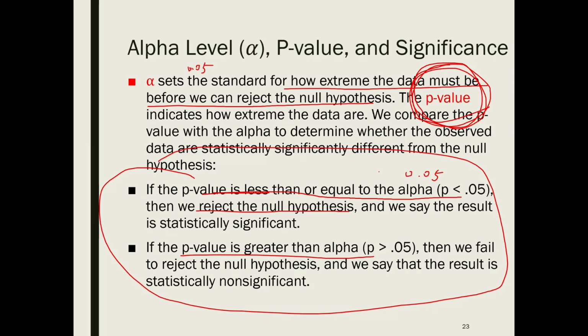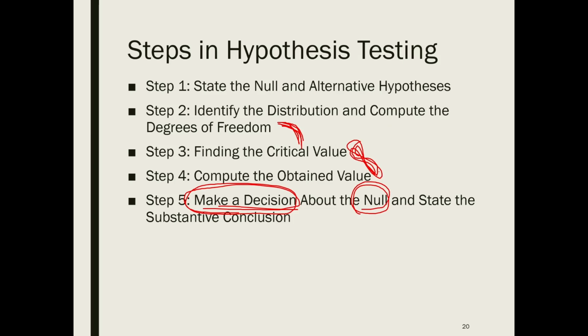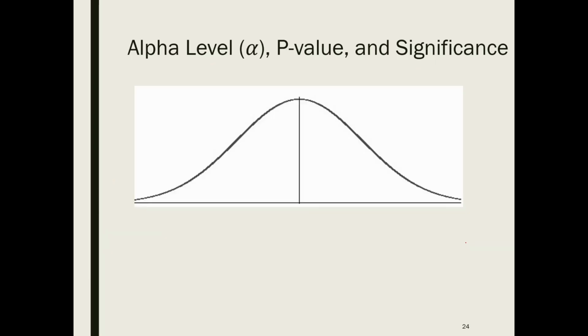You don't have to go through steps 1, 2, 3, 4, 5 and eventually reach step 5 to make a decision. In practice, the simple p-value lets you make the decision. If the p-value is less than 0.05, you reject the null and accept the alternative. If the p-value is bigger than 0.05, you fail to reject the null, so you accept the null hypothesis.